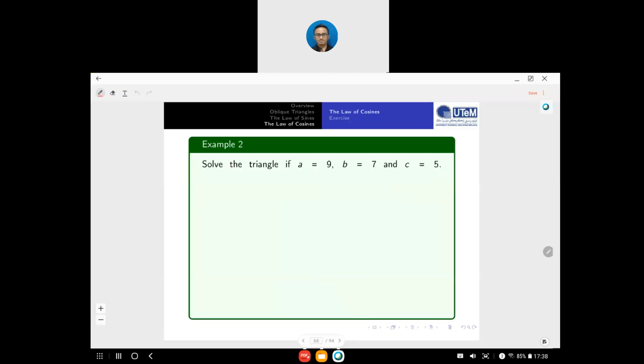When you have all the sides and we don't know the angles, the only way to solve this problem is using the law of cosine. So we can get a squared equals b squared plus c squared minus 2bc cos A. So we can find cos A by 9 squared equals 7 squared plus 5 squared minus 2 times 7 times 5 times cos A.